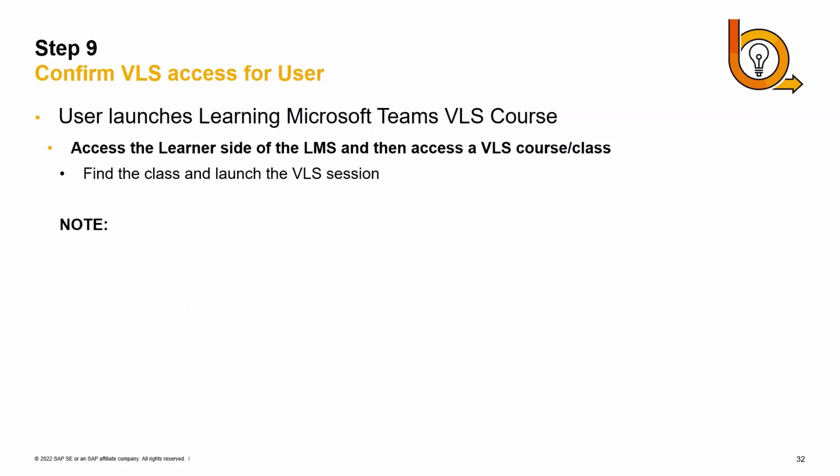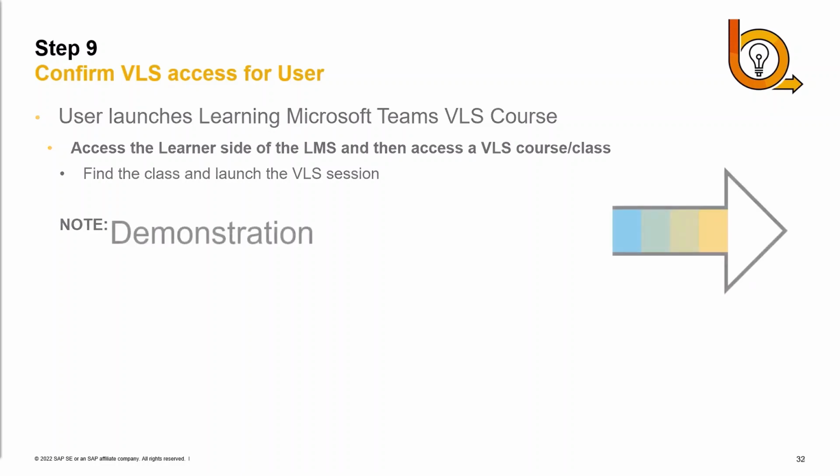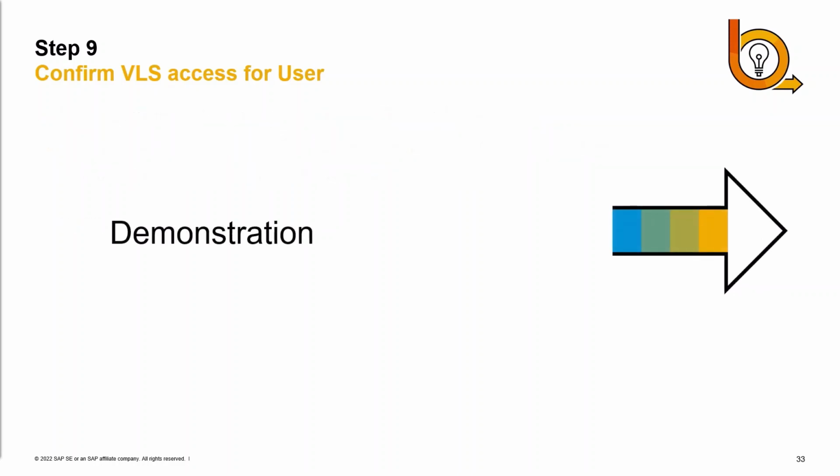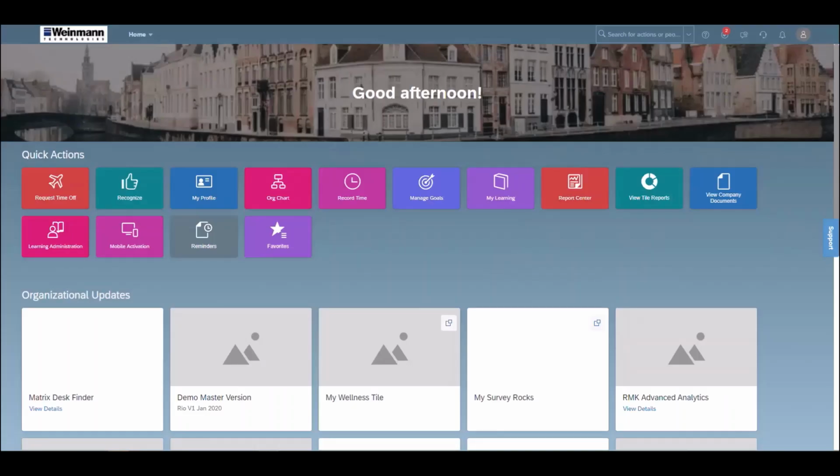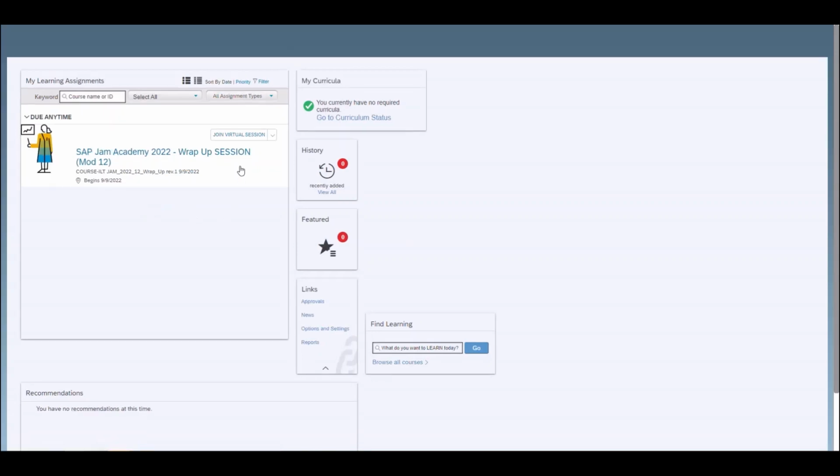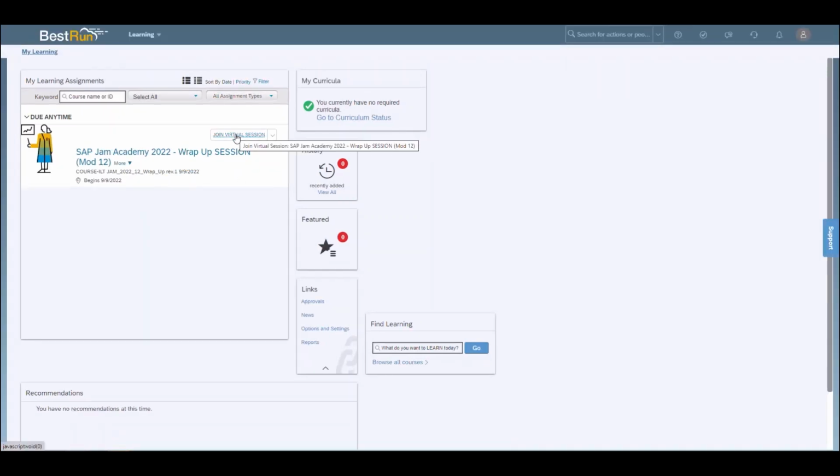Step 9. Let's review details related to confirming that the user can successfully launch the Learning Microsoft Teams VLS course. I am now going to go ahead and launch the LMS and show you that the user can actually navigate to their to-do list and launch the course. I will now demonstrate a user going into their learning and joining the session. From the BizDex homepage, you go to Home, then you go to Learning. Then you click on the Join Virtual Session.